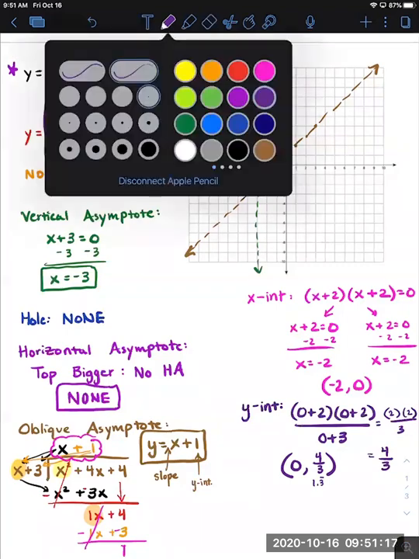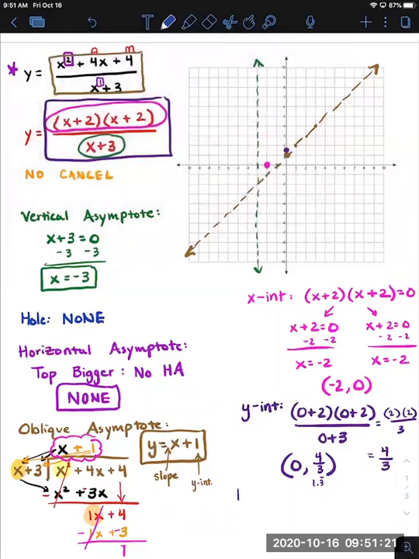Next step, we have to write the domain. Now, your domain never changes. It's all real numbers, except x cannot equal the vertical asymptote, which is negative 3, or the x-coordinate of your hole, but there is no hole. So it's just x cannot equal negative 3.